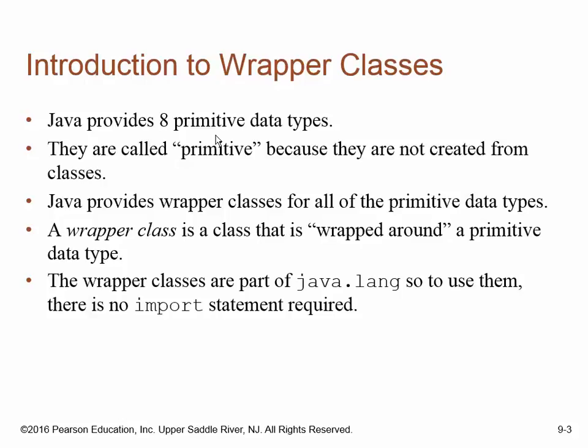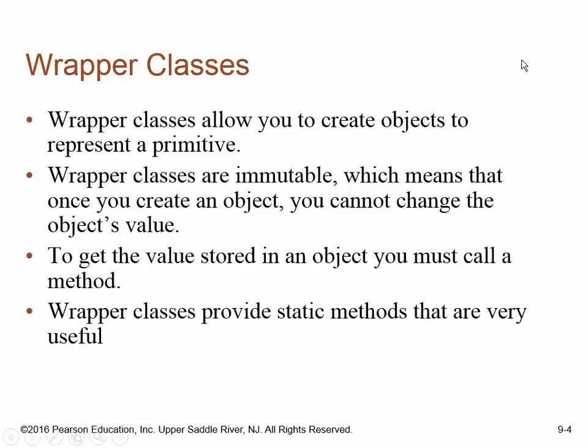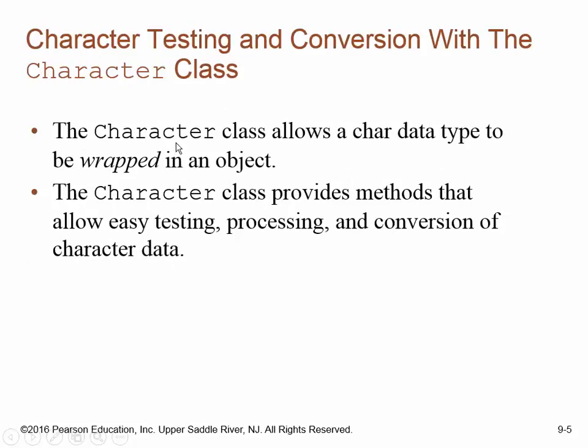What Java allows you to do if you want to is to use a wrapper class. So you could take a primitive variable and use it as though it's a non-primitive variable, for lack of better words. Wrapper classes, as it says, allow you to create objects to represent a primitive. They're immutable, so once you've created them, you can't change the object's value. To get the value stored in it, you must call a method, and they provide static methods which can be used. So, for instance, there's a Character class that allows a char data type to be wrapped in an object. So you can do things with it.